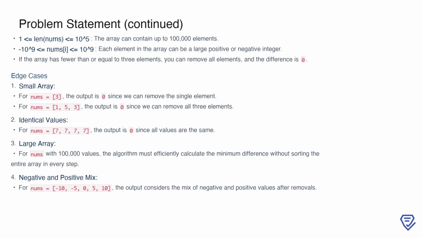If all elements in the array are identical, such as 7, 7, 7, 7, the difference is also 0 because there's no range to minimize. Finally, for large arrays with mixed negative and positive values, the algorithm must ensure that the removals are strategically chosen to minimize the difference efficiently.